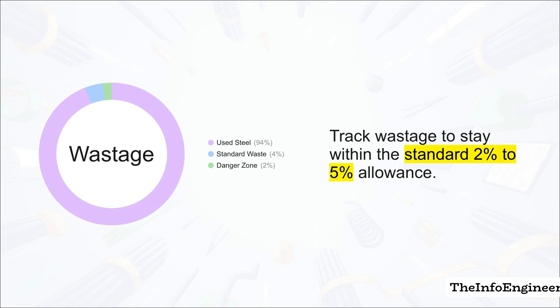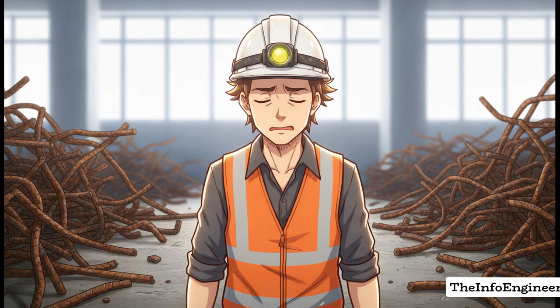And you've got to constantly tie all this math back to the budget by tracking your wastage. Now, 2% to 5% is standard allowance, but anything over 6%, that means you are bleeding money on inefficient cuts. The moment you cross that 6% threshold, you are officially in the danger zone, and you need to audit your site's cutting discipline immediately. So where does this physical waste actually come from?